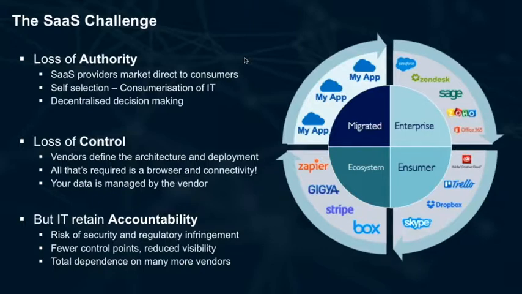Users just require a browser and some connectivity, and then your data is in effect being exported and managed by external vendors. Now, the challenge with this is that the business still retains accountability. They retain accountability for security and regulatory infringement, but there are fewer control points, reduced visibility, and often invisible layers of support. So somebody in the company may have signed up for an application, which then becomes more and more critical to that business. And then the only time that people in authority find out about it is when it stops working. And in most cases, that is too late at that particular point.